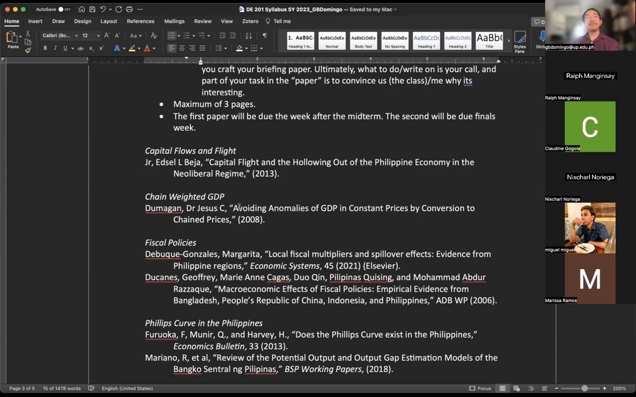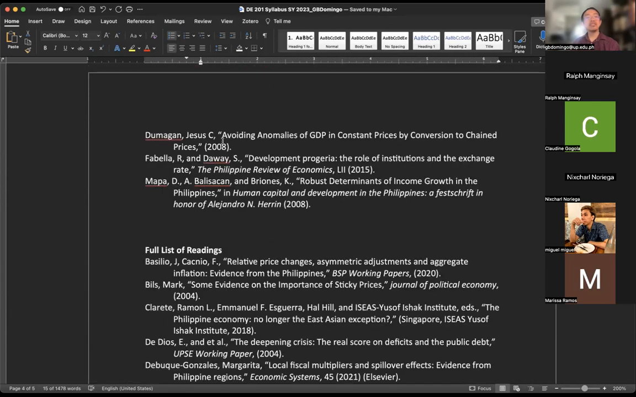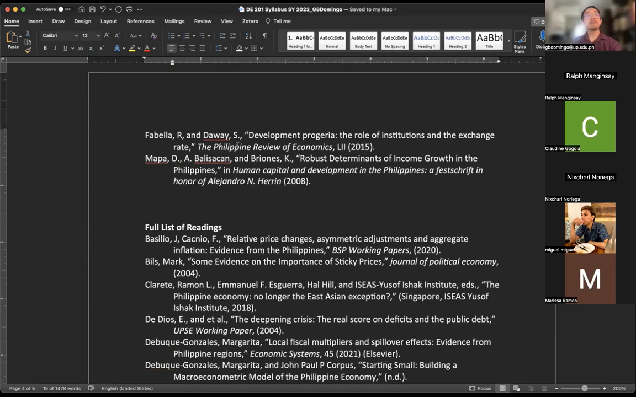Chain weight. Avoiding anomalies of GDP. Ito pala, chain weight GDP. Meron pang isang paper pala si Dumagan. Okay, I just doubled it. Maybe I'll erase this one.